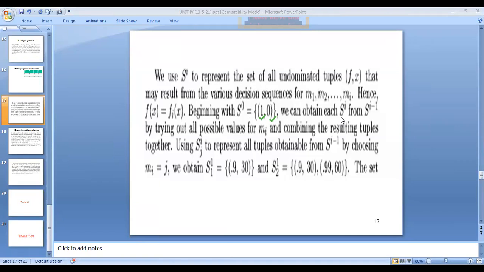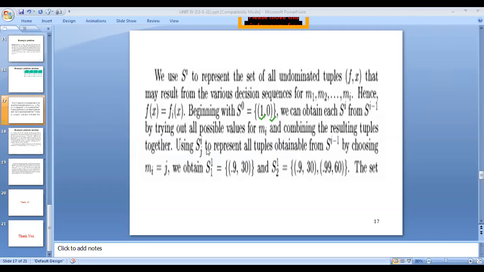Okay, we can obtain each S^i from S^(i-1) by trying out all possible values of m_i and combining the resulting tuples together. So if you want S^i, you need to find it from the previous case, that is S^(i-1), by trying out all the possible values for m_i. Here S^i indicates the ith device. So we can obtain S^i from S^(i-1) by trying out all possible values of m_i and combining the resulting tuples together.